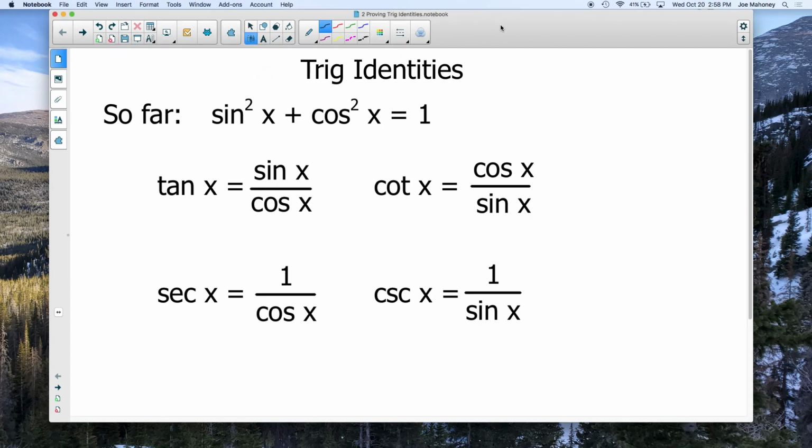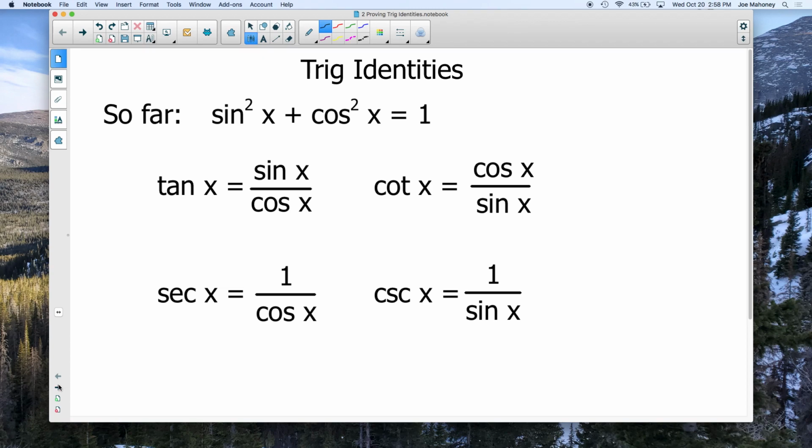So in today's lesson, we want to start proving some trigonometric identities. These are some things that you know so far about identities in trigonometry. We know the Pythagorean identity, sine squared plus cosine squared equals 1. We also know that we can express tangent, cotangent, secant, and cosecant in terms of sines and cosines. So everything always comes back to sine and cosine.